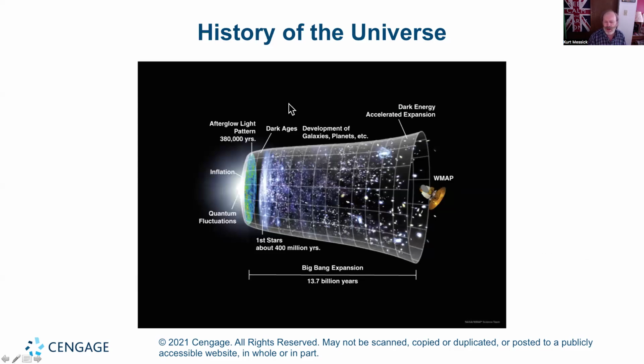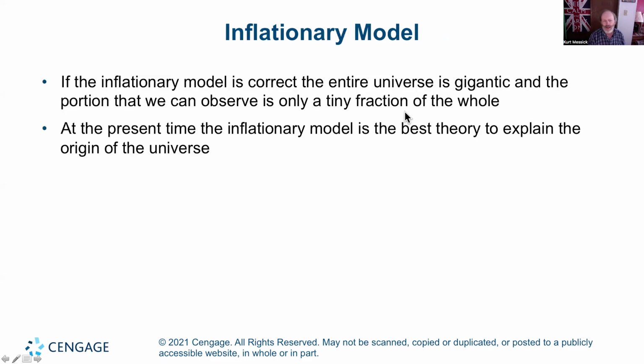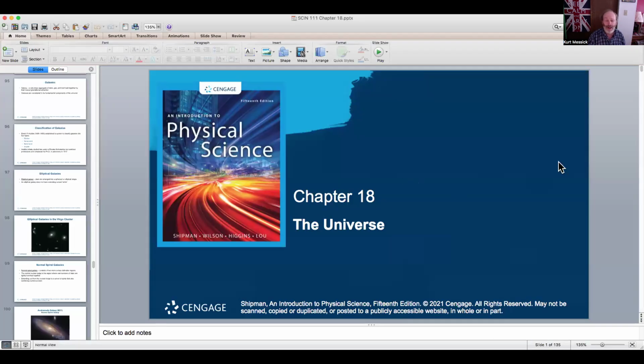So you can take a look at this graphic here, and you can sort of see we had a big hyperinflation. We then had a sort of a steady period, but now we're accelerating again with dark energy. So those are the things that are under investigation right now in astronomy and astrophysics.